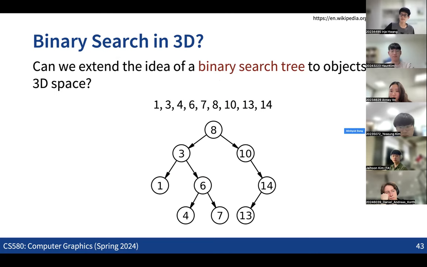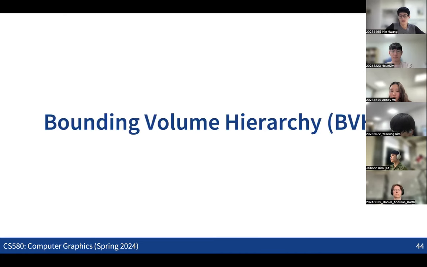So here the question is how can you do the same thing in 3D space as well? As we define this binary search tree, we can consider making a hierarchical tree in 3D space. In this way, we can accelerate the search process. That's the basic idea of the bounding volume hierarchy.